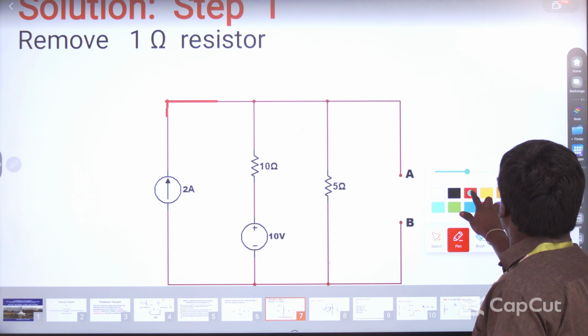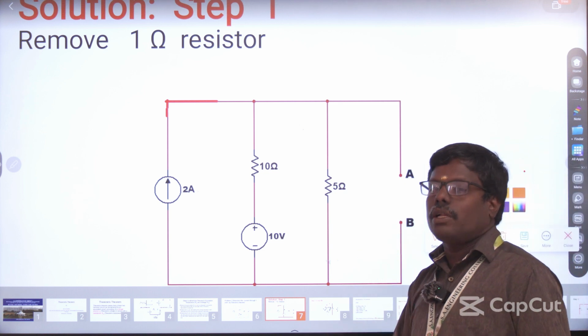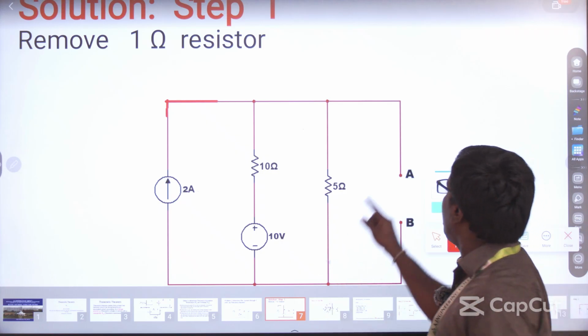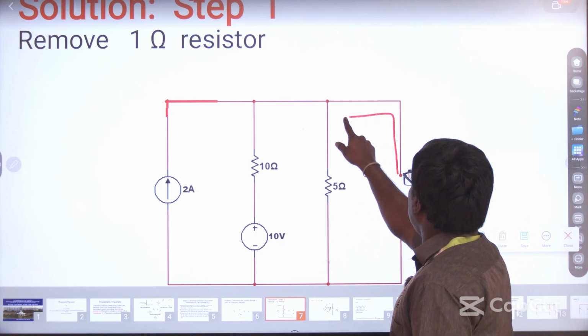Okay, so let us determine the VTH. For that, what I am going to do is draw a line from A to B.